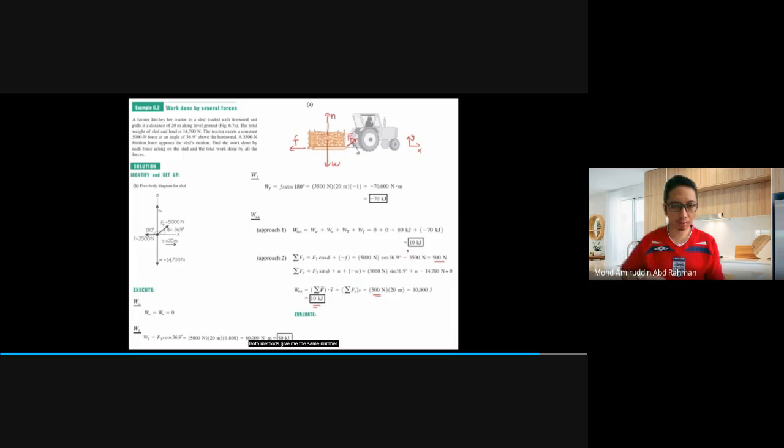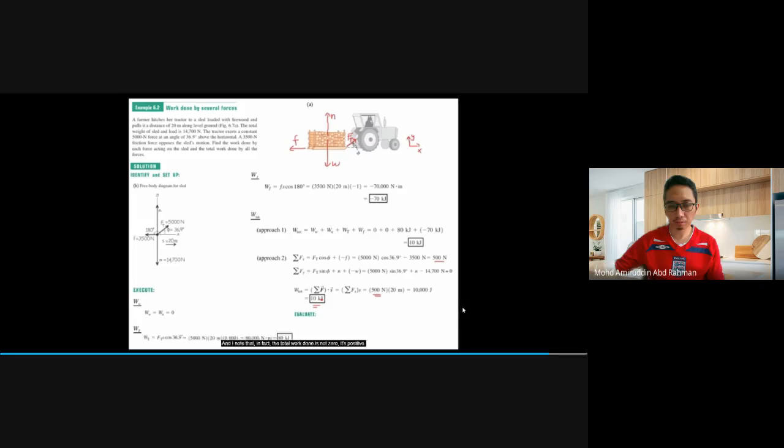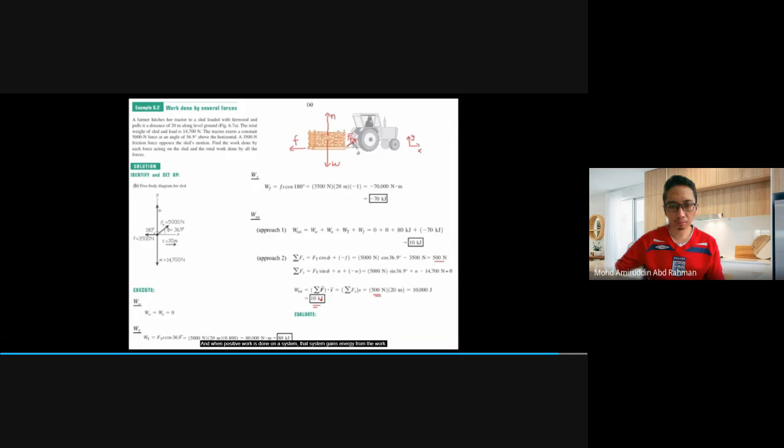Both methods give me the same number. And I note that, in fact, the total work done is not 0, it's positive. And when positive work is done on a system, that system gains energy from the work. In this case, the energy is going to be in the form of kinetic energy. So in fact, the sled accelerates. And this ends example 6.2.